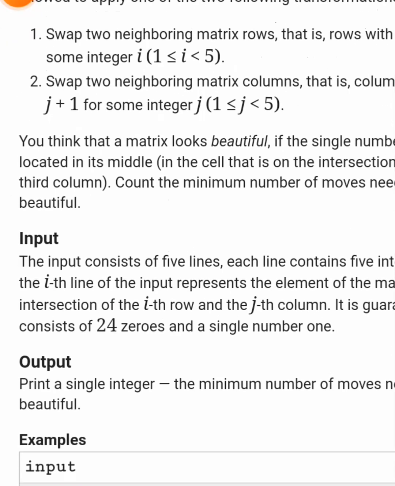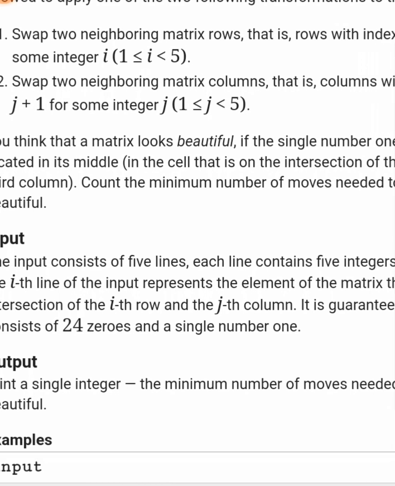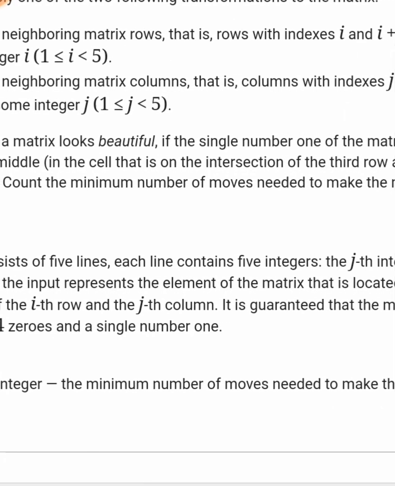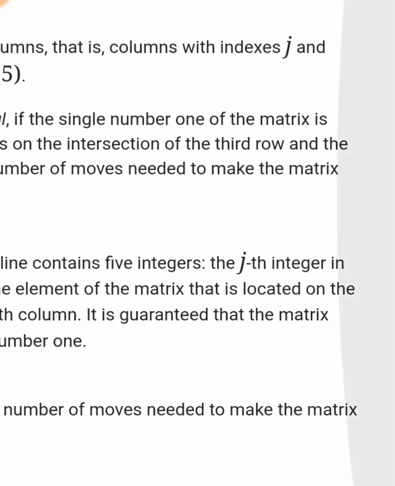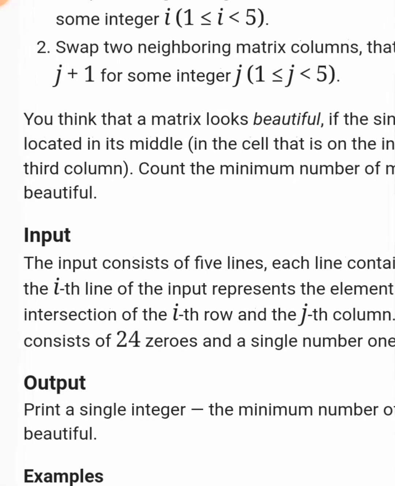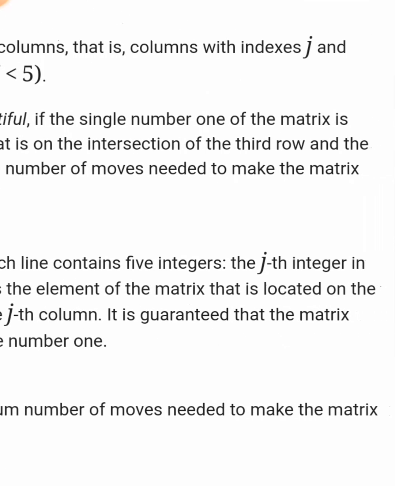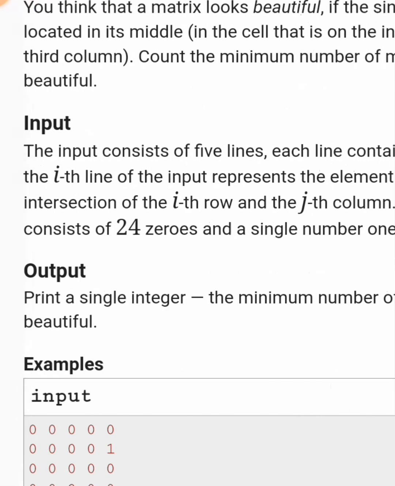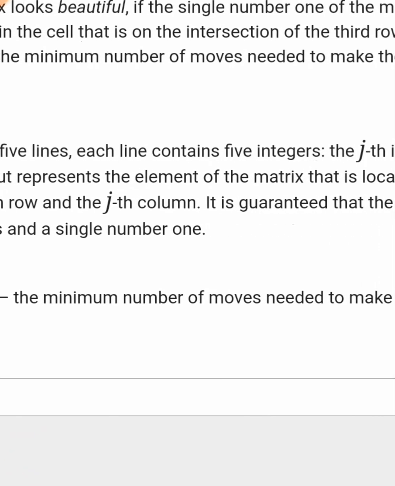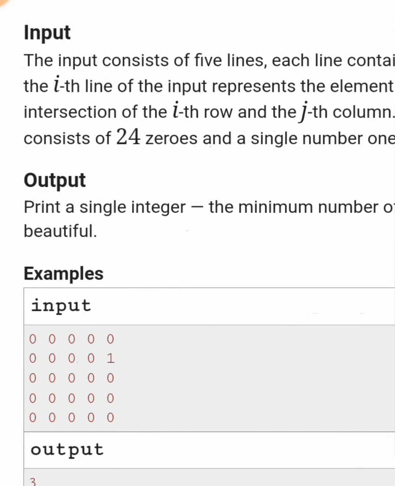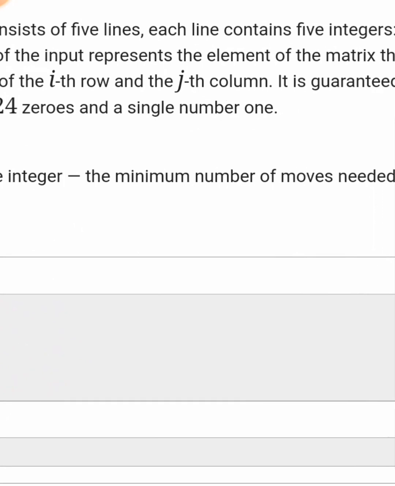Sorry for pausing my video. The input consists of 5 lines, each containing 5 integers. The j-th integer in the i-th line of the input represents the element of the matrix that is located at the intersection of the i-th row and j-th column. It is guaranteed that the matrix consists of 24 zeros and a single number 1.